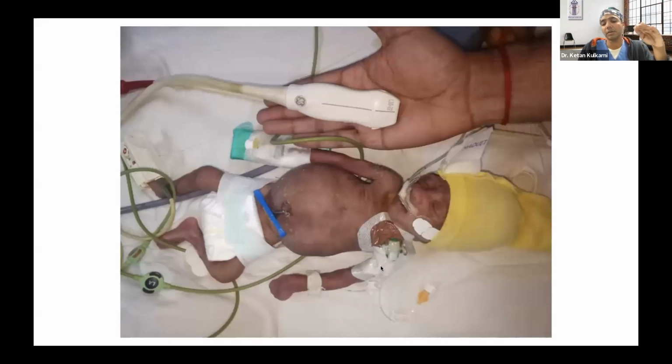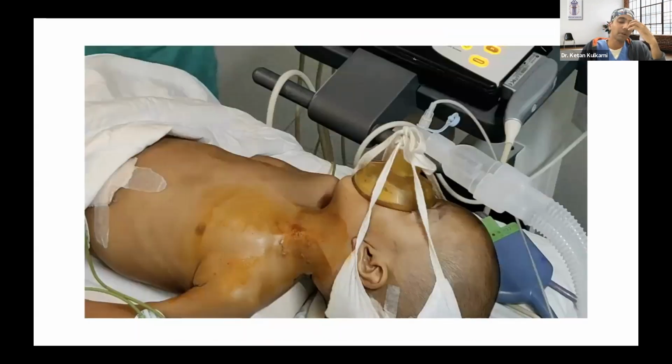Again, we did put the left subclavian vein. And suppose even if you don't have any intubation or LMA, we were using this technique: use a face mask and tie it, and keep the patient spontaneously breathing and do the central venous cannulation.